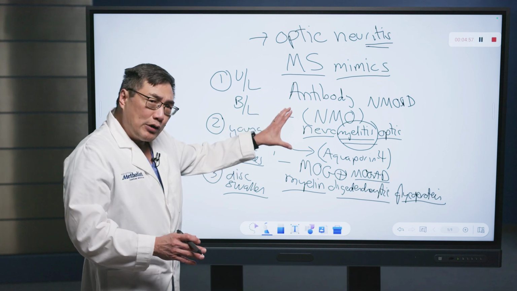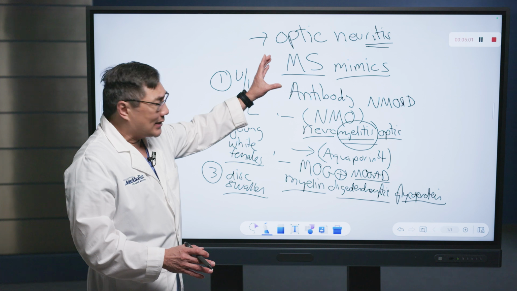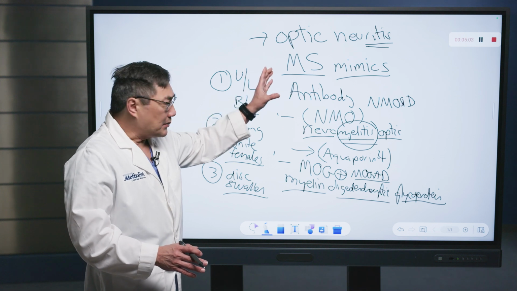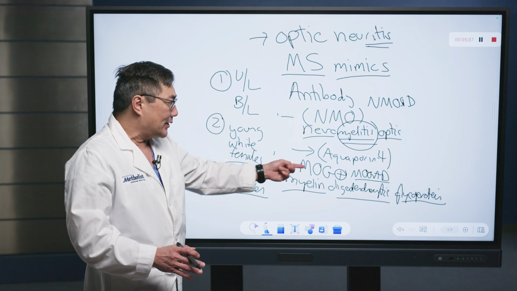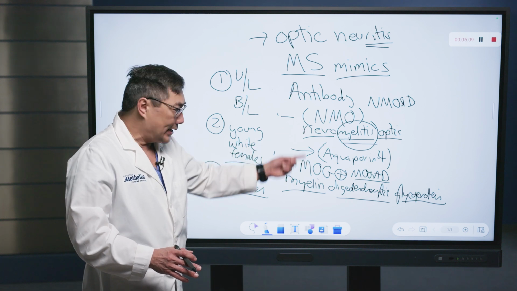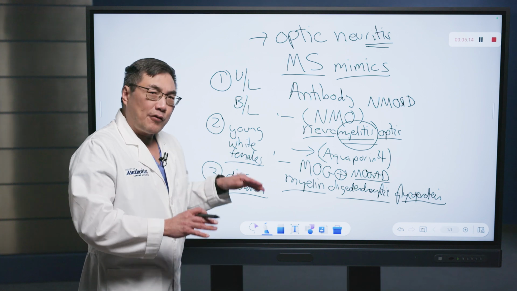And so there are radiographic features and clinical features that can suggest that we're not dealing with MS, but an MS mimic. You should be ordering the antibody tests in these patients, the 2 antibodies, aquaporin 4 for NMOSD, and MOG, myelin oligodendrocyte glycoprotein, for MOGAD.